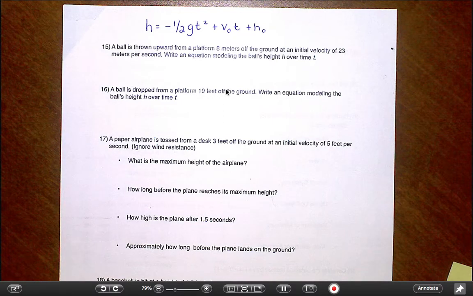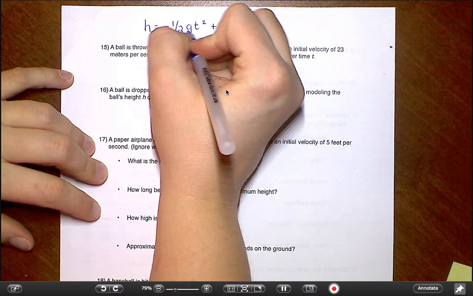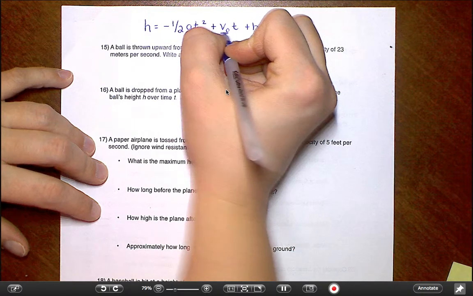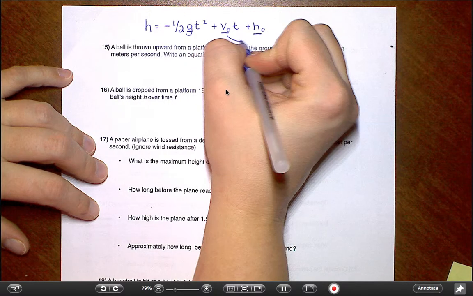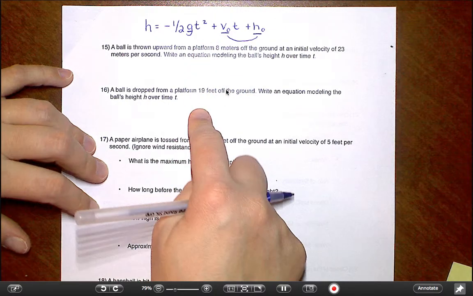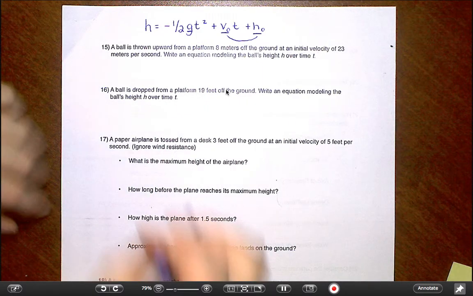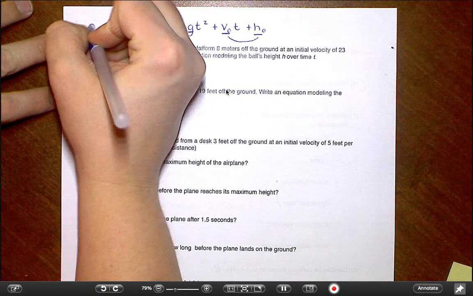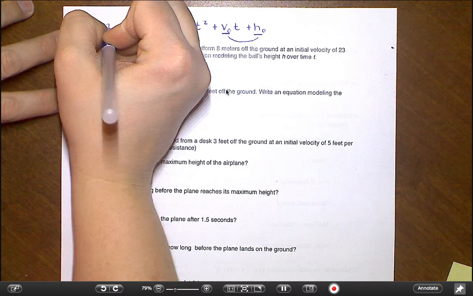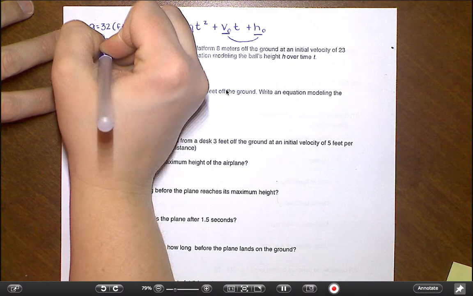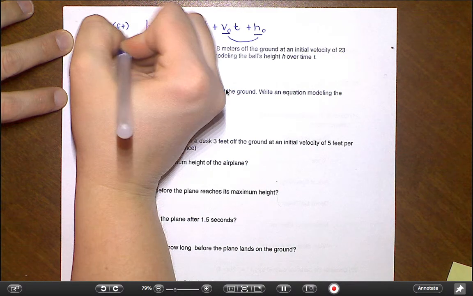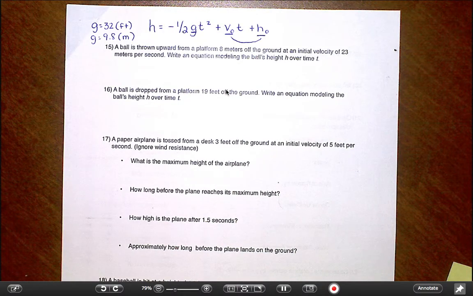Okay. So 15 and 16, pretty straightforward. They just want us to write the equation, okay? Remember, when you're writing the equation, the only places you have to fill in numbers are g, v sub 0, and h sub 0. Of those three, these two come from the wording of the problem, and this g value is always one of two numbers. G is always going to be 32 if you're measuring in feet, or G is going to be 9.8 if you're measuring in meters. Okay, so we're always plugging in one of those two numbers for G.